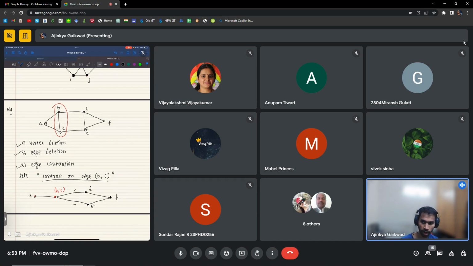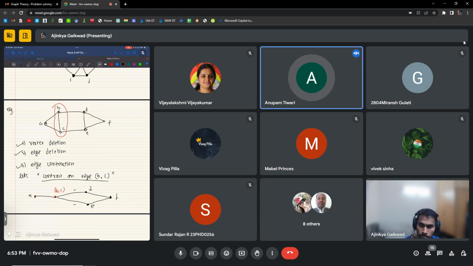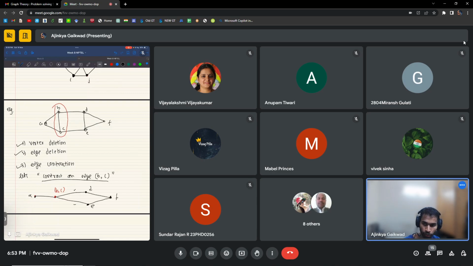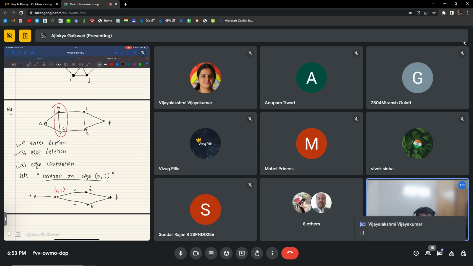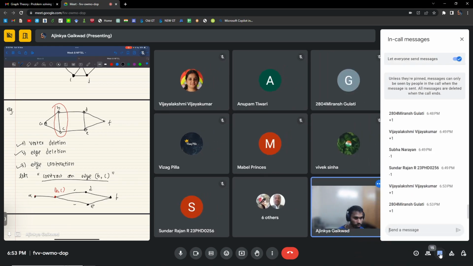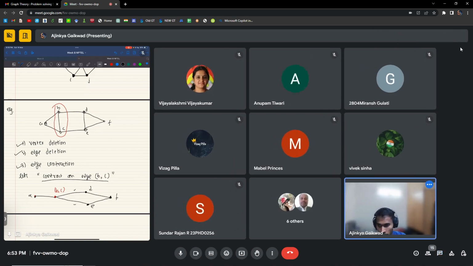Now is it clear? If yes, put +1. If not, I'll give you one more example. So it is clear, but why do we do that? Yes, it will come up. I'll explain it in a minute, but let me just make sure that everyone understood what edge contraction is. Okay, let me see if there is any doubt. Okay, I don't see any questions.